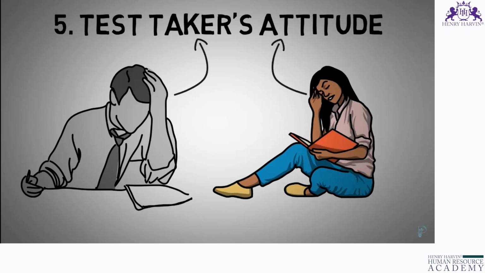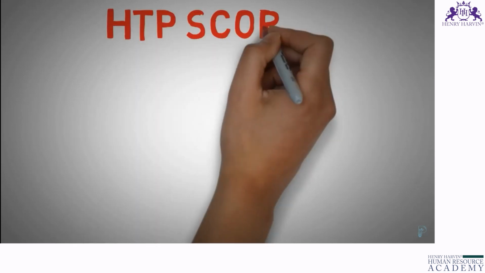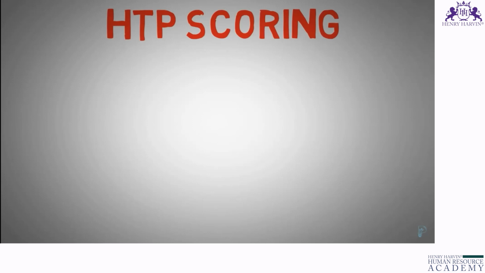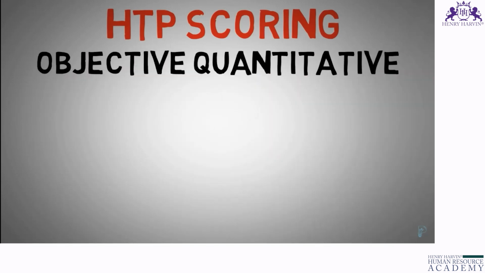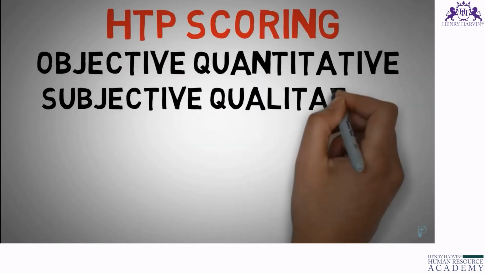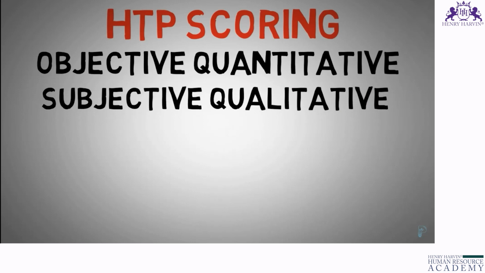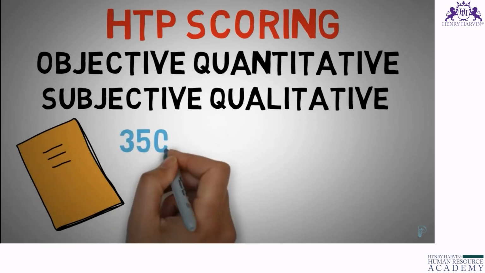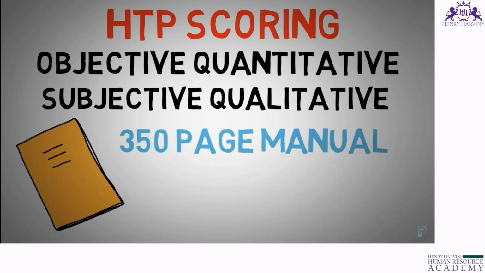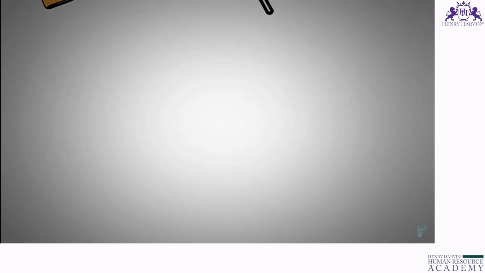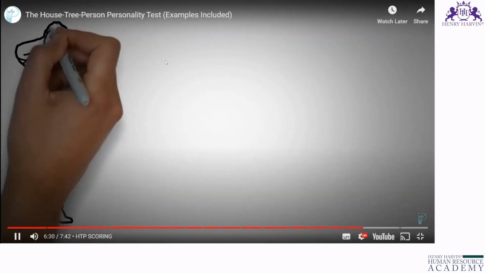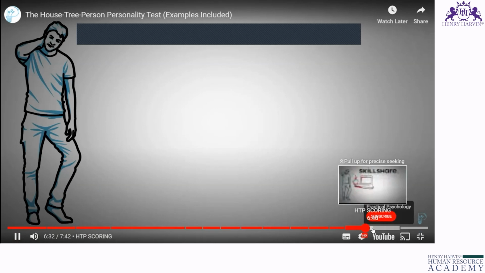Now, even though this is a test, you may be wondering how it is scored. Well, a House Tree Person test can be scored either in an objective, quantitative, or subjective, qualitative manner. Trained therapists rely on John Buck's comprehensive 350-page manual and interpretive guide in administering and scoring the House Tree Person tests. And if you're wanting to learn more about the House Tree Person test, you may be wanting to learn a bit more about yourself or healthier ways to deal with something.